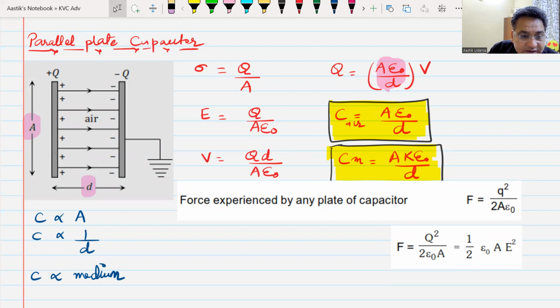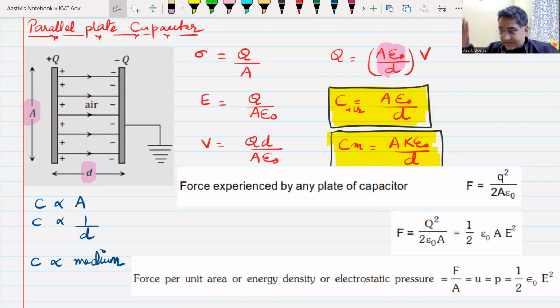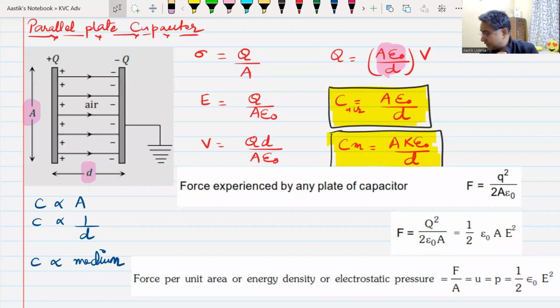Also, we had seen the formula of energy density, and the formula for energy density is the same as the formula of force per unit area or electrostatic pressure. You can see from this that both the formulae are the same. So you can write all these formulas together. I hope everything is there on your screen. Yes or no? I'll give you 2 minutes to note this down. This is what we know as parallel plate capacitor. We will solve questions on this, but let us first see the other types of capacitors as well so that we can finish this part.